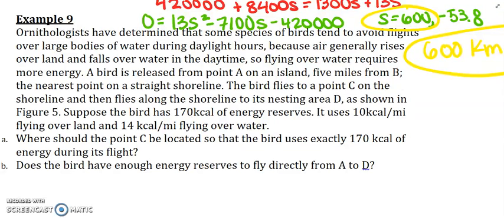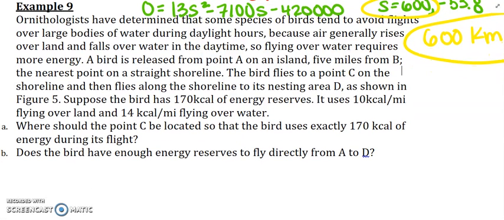Ornithologists have determined that some species of birds tend to avoid flights over large bodies of water during daylight hours because air generally rises over land and falls over water in the daytime. So flying over water requires more energy. A bird is released from point A on an island 5 miles from B, the nearest point on the straight shoreline. The bird flies to point C on the shoreline and then flies along the shoreline to the nesting area D as shown in figure 5.